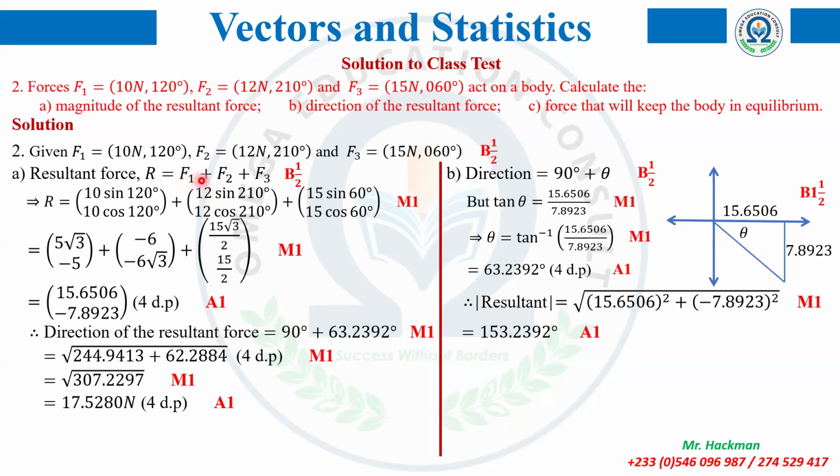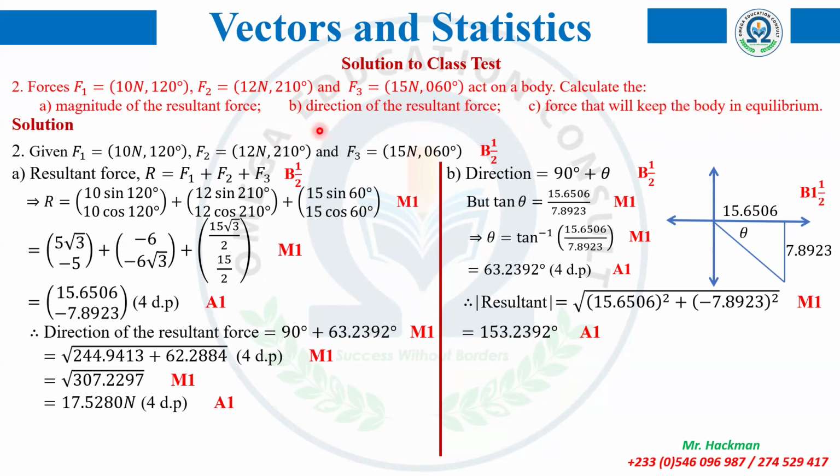Question 2, also a very interesting question. We were given these three forces. Okay, we are told that they act on a body. Calculate A, the magnitude of the resultant, B, the direction of the resultant, and C, the force that will keep the body in equilibrium.